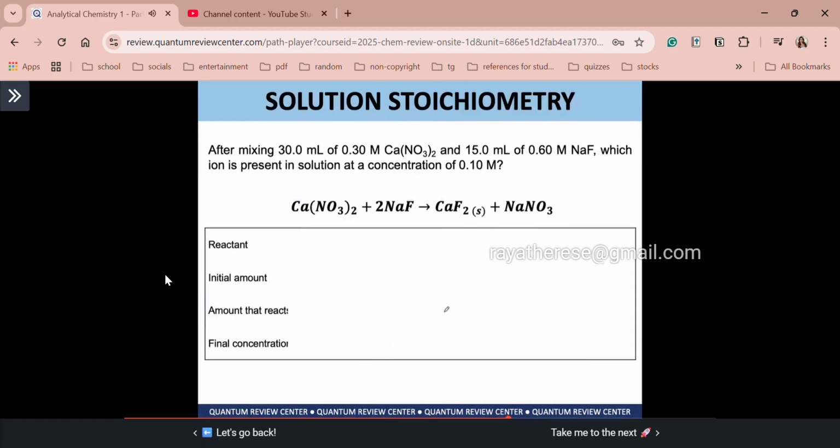Alright? So class, ito ang nasa manual na problem. After mixing 30 ml of 0.3 molar calcium nitrate and 15 ml of 0.6 molar sodium fluoride, which ion is present in solution at 0.1 molar? So class, step 1, ito na. This is our balance equation. Precipitation to, fluoride insoluble to. Calcium fluoride is the precipitate.